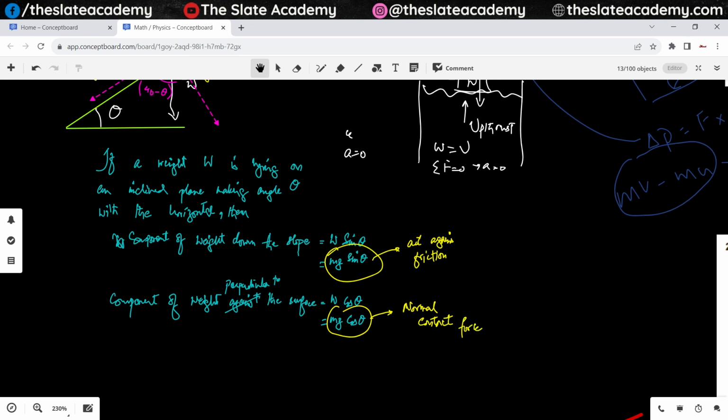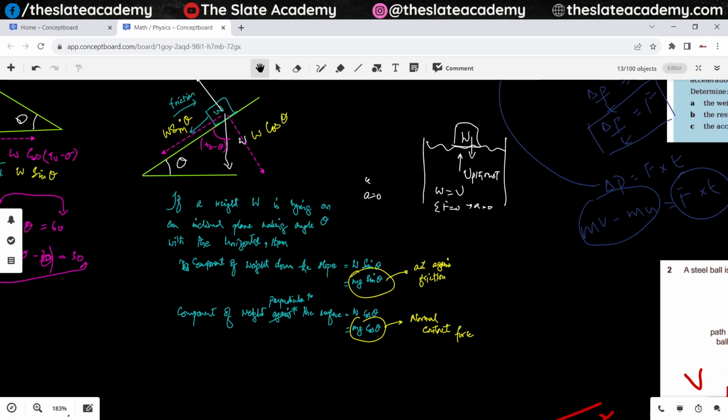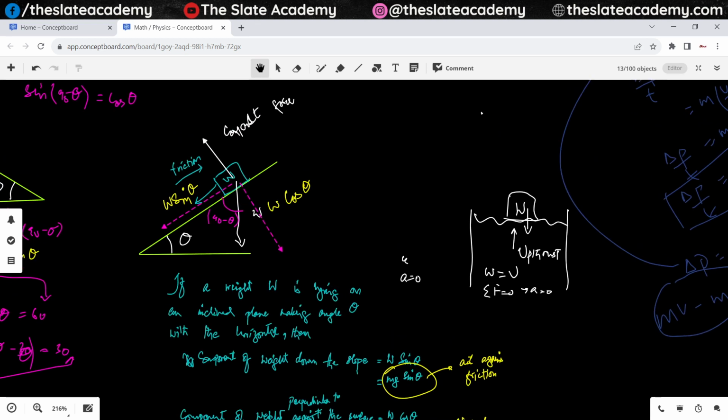Got it, sir? Okay. So again, for an inclined plane, I'll just give a quick review: there was an inclined plane making an angle theta with the horizontal. So I drew down the weight, and I could see that in the right angle triangle, it was making 90 minus theta.